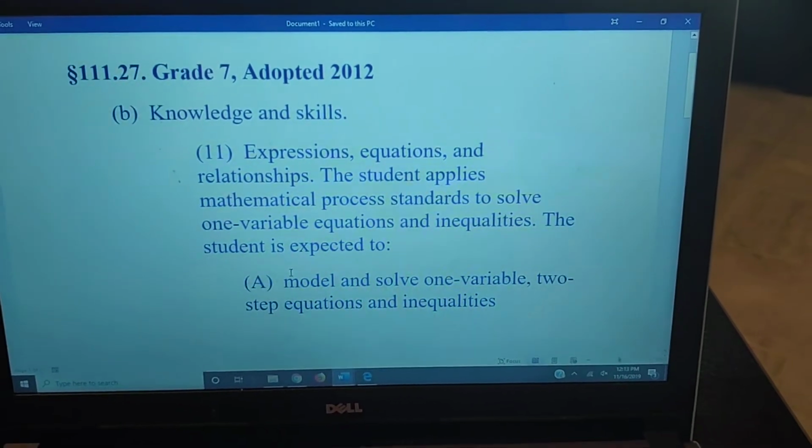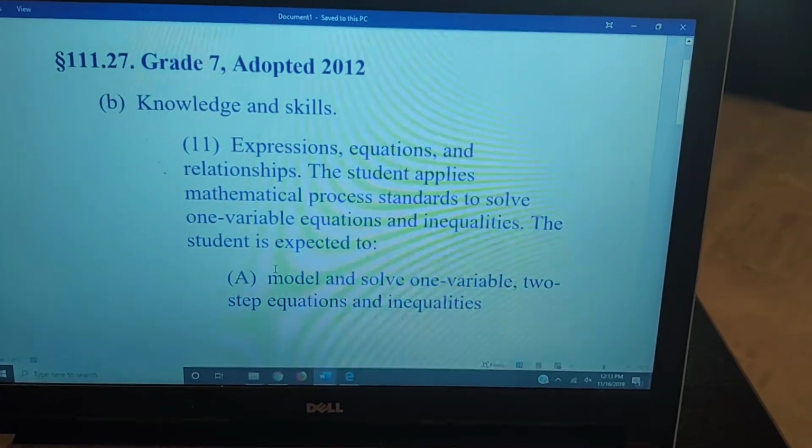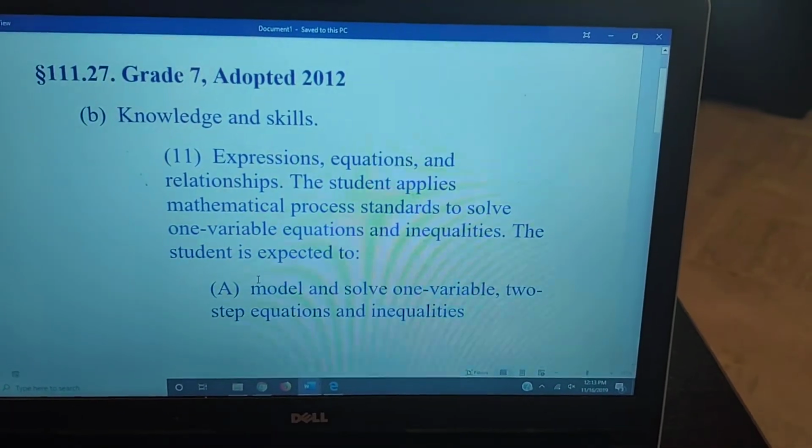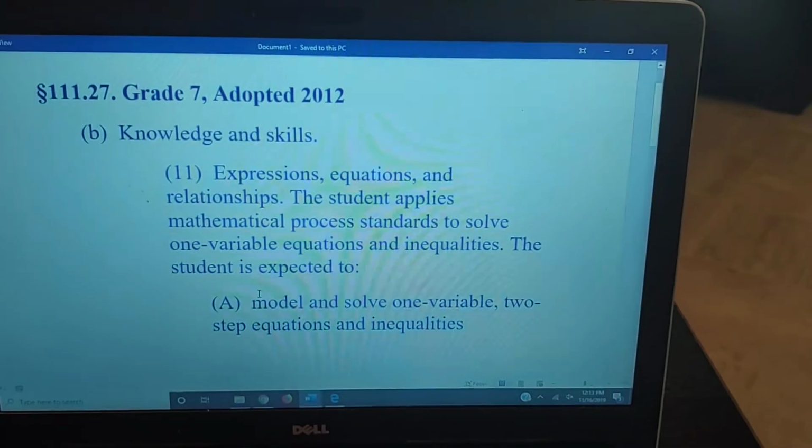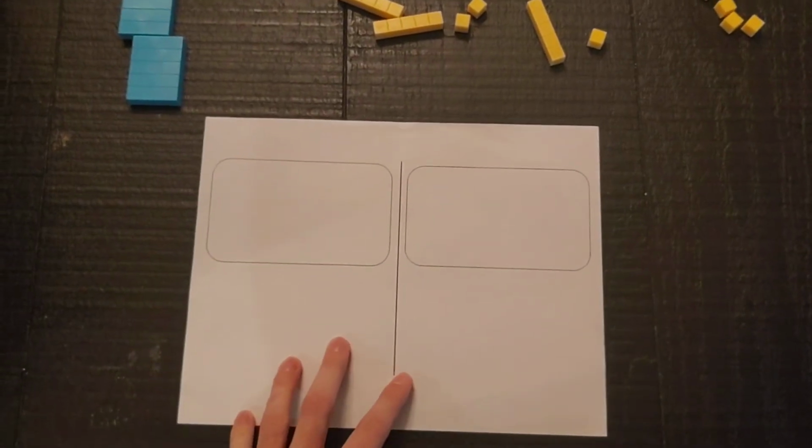Okay, so today we're in grade 7 and we are going to be modeling and solving one variable, two-step equations and inequalities, well, equations, using some algebra tiles and this algebra worksheet.